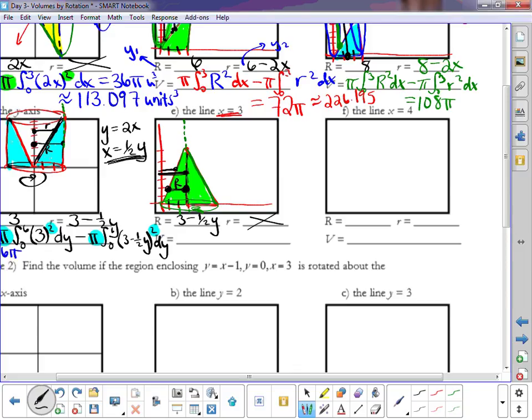Yes? Would you be able to find the volume just by finding the volume of a cone? Yeah, you could actually, because you could figure out what your base is. Alright, so our volume would be pi integral of big R squared from 0 to 6. Okay, questions on that one?